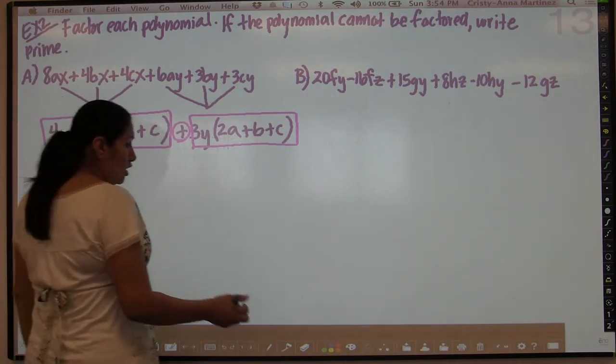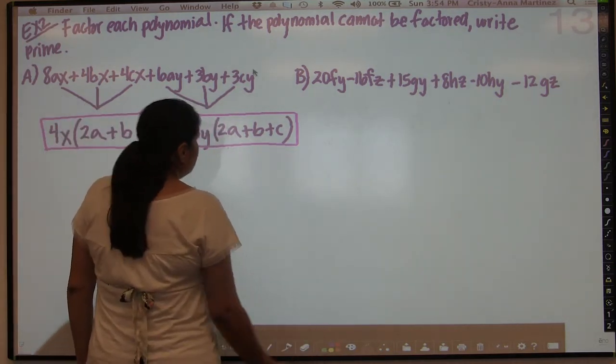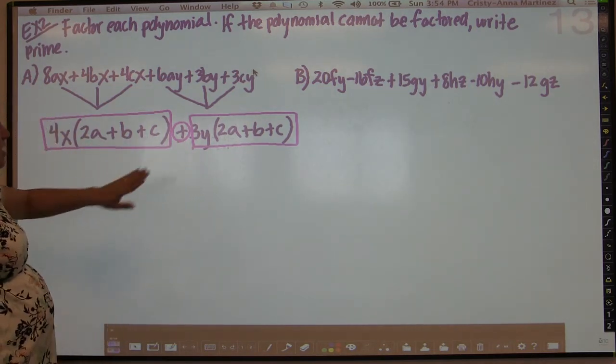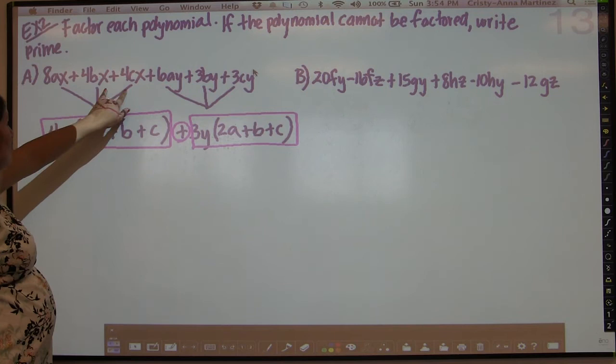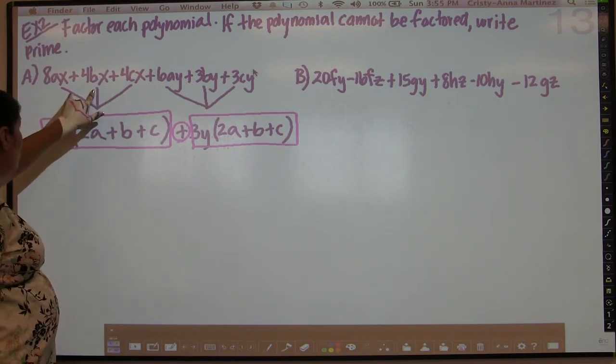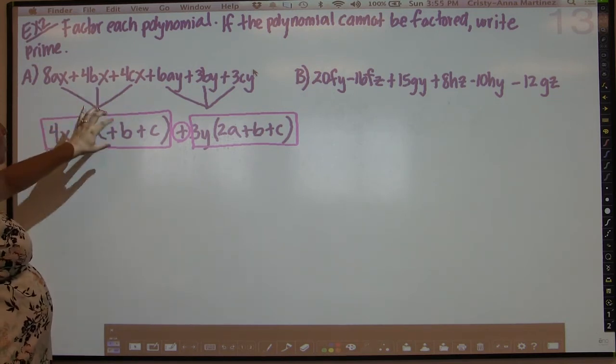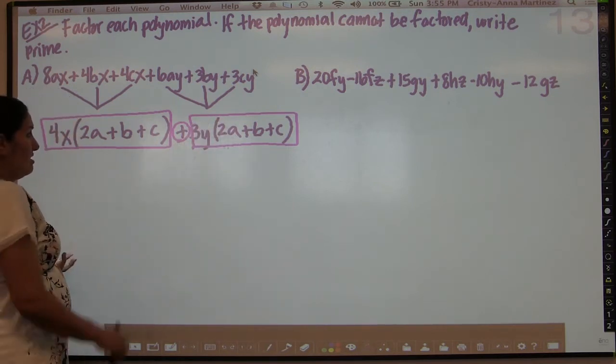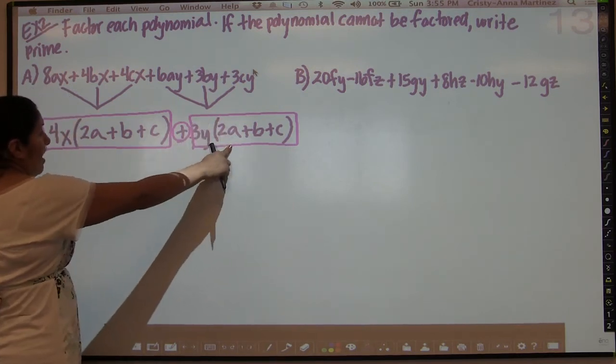And so as you look at those pink boxes, you need to ask yourself, what is common between the 2 boxes? What do both boxes have? Just like when you look at these 3 terms, what do they all have in common? They all have a 4 in common. They all have an x in common. What do these 2 boxes have in common? Well, they have the 2a plus b plus c. They both have that same factor in there.